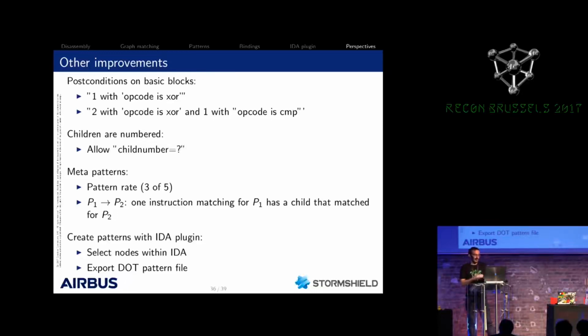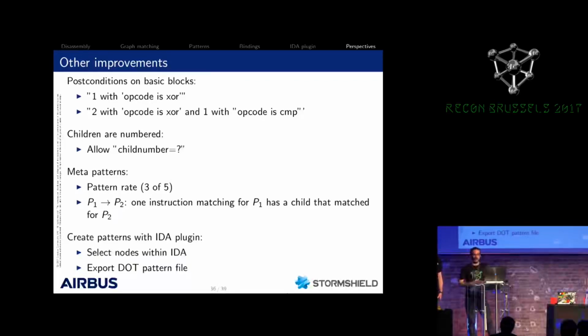So we said that children are numbered. So you have to specify when you do edges if you're talking about child number 1 or child number 2. Sometimes we will want to say, okay, I don't care. For instance, for a conditional jump, you could say this could be the child for when the condition is fulfilled, or for when the condition is not fulfilled, I don't care. So we would like to add an option that would be child number is a question mark, and so the algorithm should try both options.